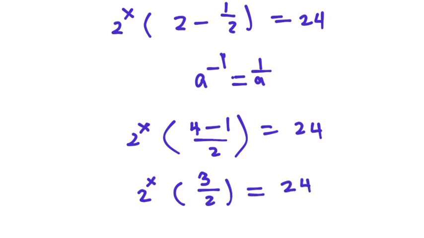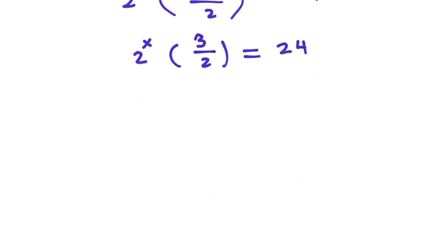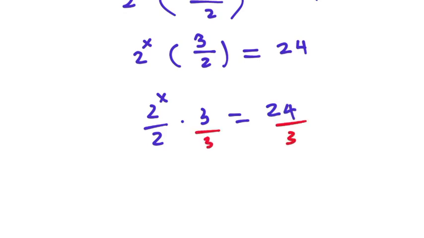Alright, so we move on. We can have this 2 to the power of x divided by 2, multiplied by 3, then equals 24. So we can divide both sides by 3, like this.